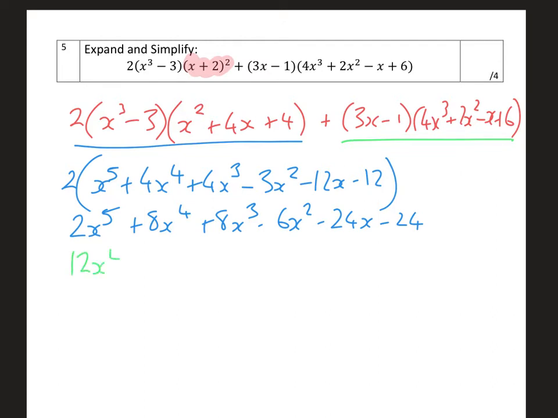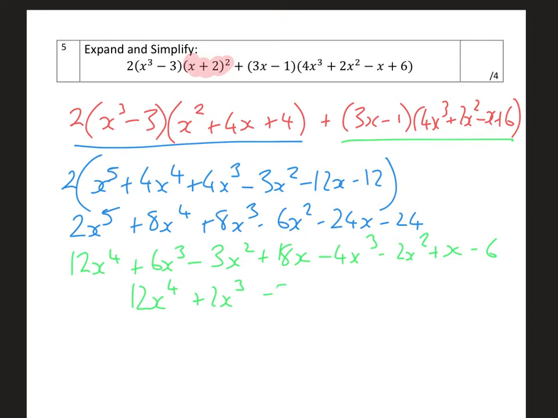Then if I do this one in green, so I'm going to times everything by 3x first, so 12x^4 plus 6x cubed minus 3x squared plus 18x, and now times everything by minus 1, so minus 4x cubed minus 2x squared plus x minus 6, and simplify it, so I get 12x^4, 6x cubed, take away 4x cubed gives me 2x cubed, minus 3x squared minus 2x squared gives me minus 5x squared, 18x plus x gives me 19x, and then minus 6 at the end. So that's my final answer for the second part.